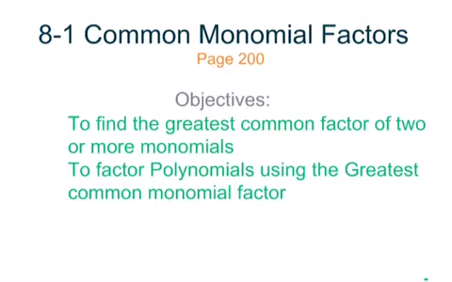We're in 8-1 Common Monomial Factors on page 200 in the Orange Book. The two objectives here are to find the greatest common factor of two or more polynomials, and then to factor polynomials using the greatest common monomial factor.